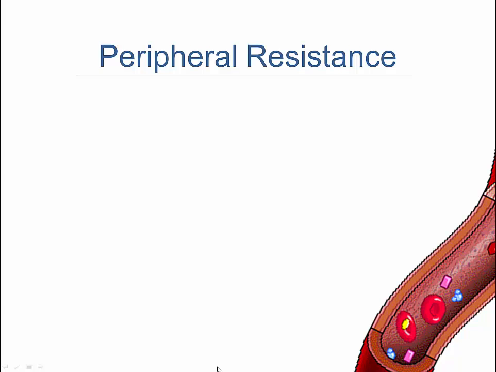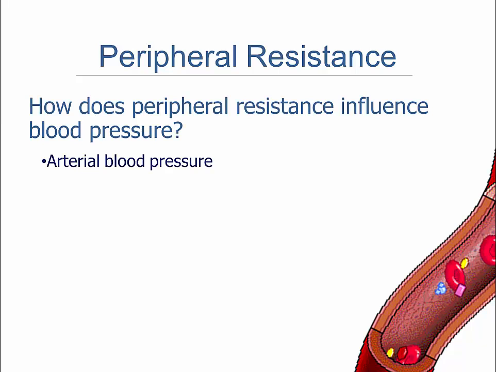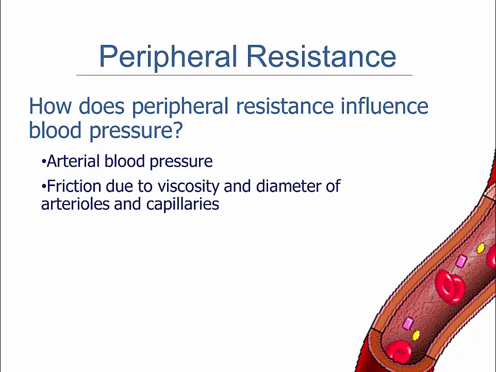How will peripheral resistance influence and affect blood pressure? Peripheral resistance will help to determine arterial blood pressure. Remember that peripheral resistance is the resistance to blood flow imposed by the force of friction between blood and the walls of the vessels. This is why the arterial blood pressure will tend to vary with peripheral resistance. As we discussed on the previous slide, part of this is due to the friction due to viscosity and the diameter of the arterioles and the capillaries.